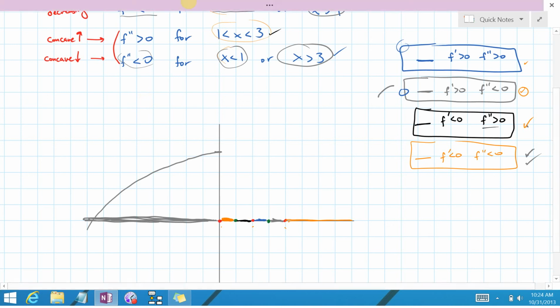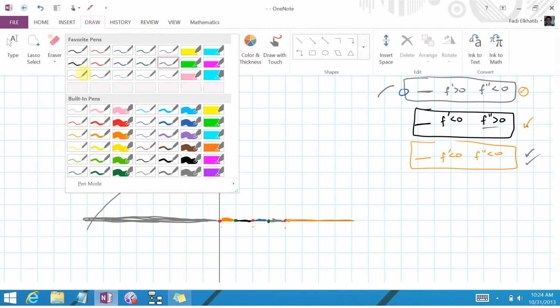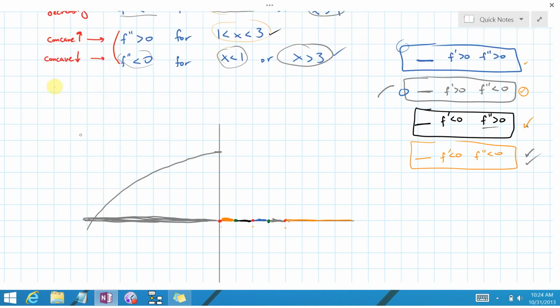Now I'm going to switch over to orange. And for this little orange subinterval, f prime's negative, so I'm decreasing. I'm also concave down, so it should draw like that. So it should look something like that. Okay. Then I hit a green point, which is not a point of flatness, but it's a shift in concavity. So if I was concave down before, I'm going to switch to concave up.